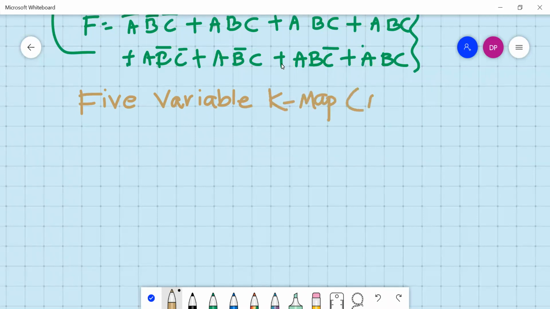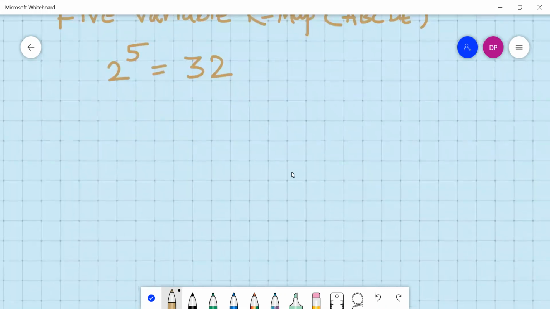And let's say we have 5 variables called A, B, C, D, and E. If you have 5 variables, how many cells you require? 2 power 5, which is 32. 32 cells are required. So with 32 cells, how do we solve this type of problem?